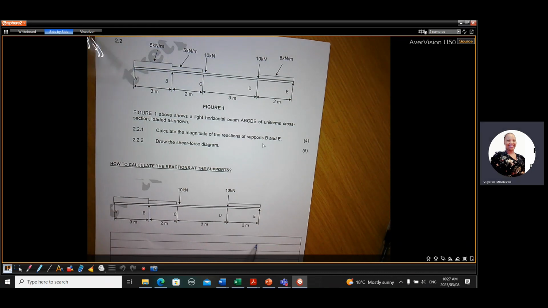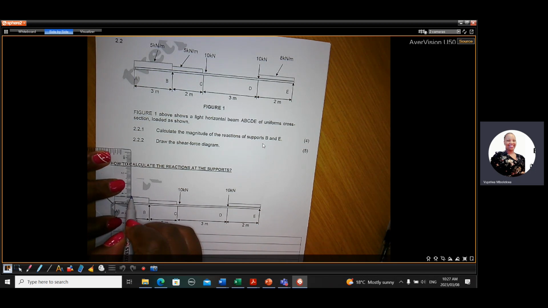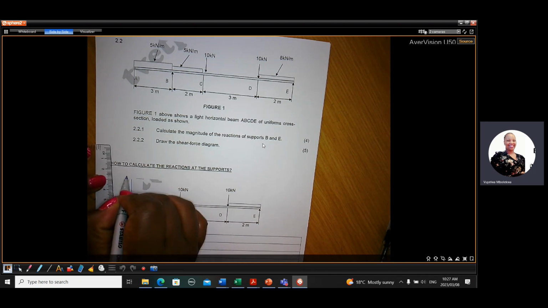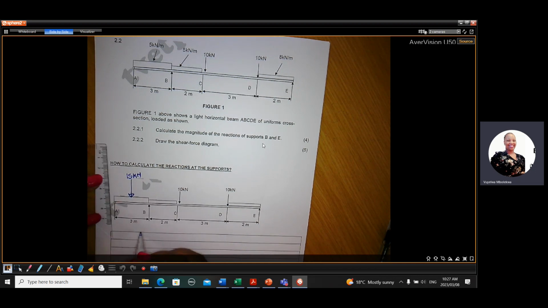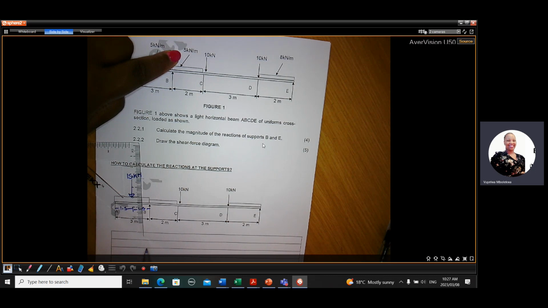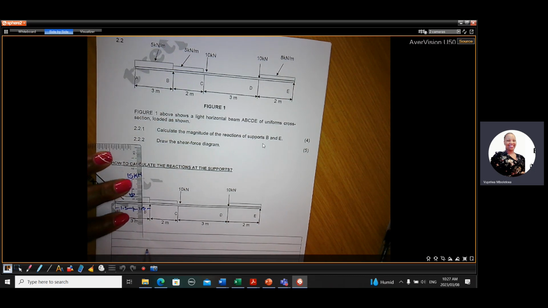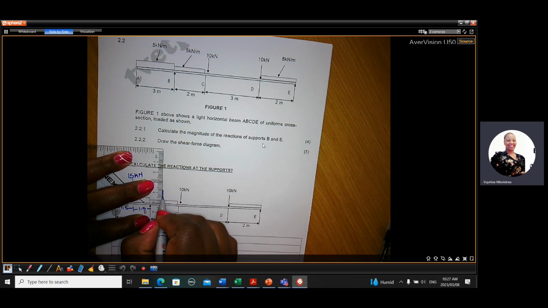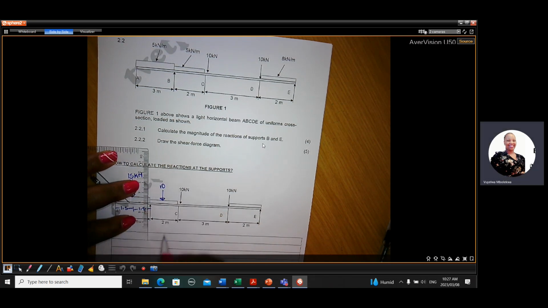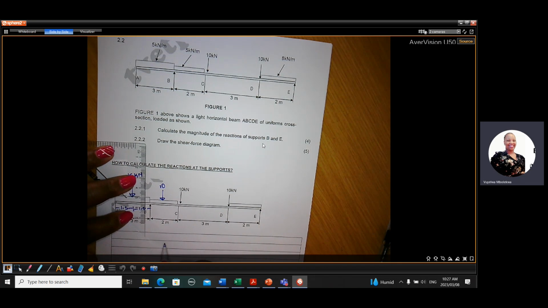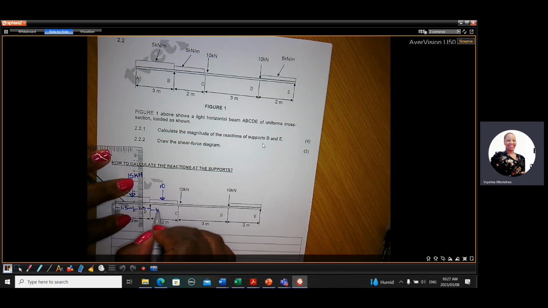So the first UDL we have there is 5 kilonewtons and it's covering 3 meters. So we're gonna say 5 times 3, it's gonna give us 15. Then that 15, we place it at the center. It's now 15 kilonewtons. So it's 1.5 this side and 1.5 that side, the center of these 3 meters. Then the next UDL is 5, covering 2 meters. We say 5 times 2 gives us 10. So that 10, we place it at the center of the distance that it was covering. So we have 1 meter this side and 1 meter that side.